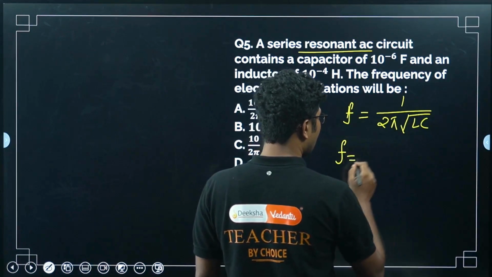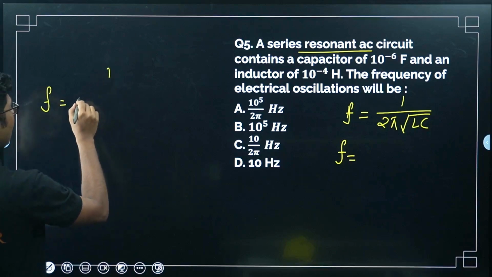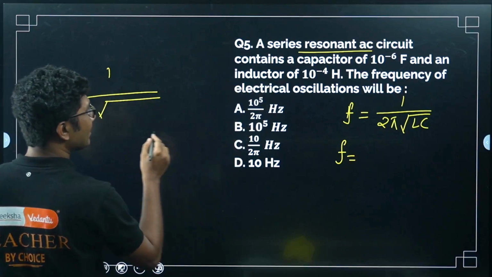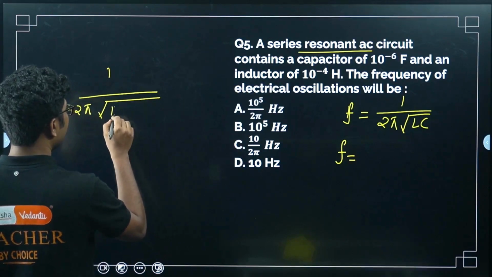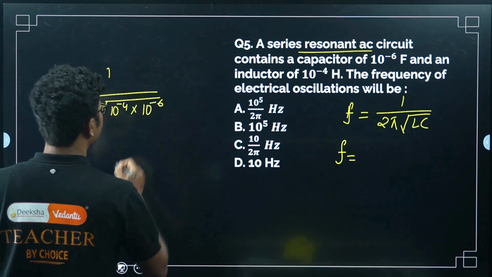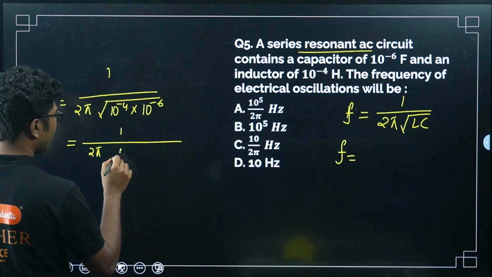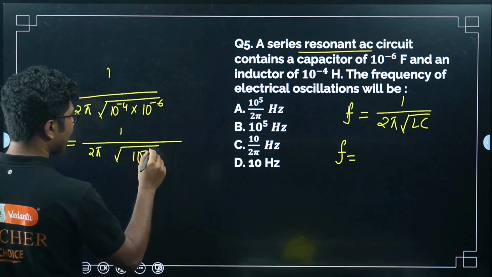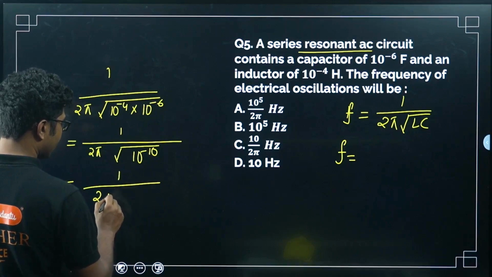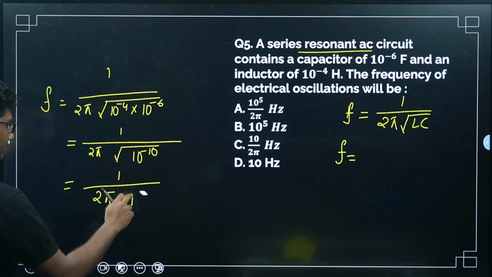So f is basically 1 by 2 pi. What is L? L is given as 10 to the power of minus 4 henry, and capacitance is given as 10 to the power of minus 6 farad. So we can simply write this as 2 pi square root of 10 to the power of minus 10. The square root of 10 to the power of minus 10 is 10 to the power of minus 5, right?